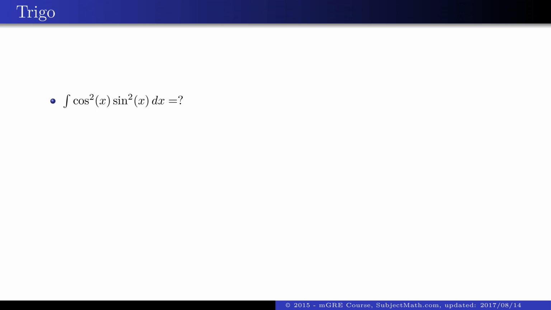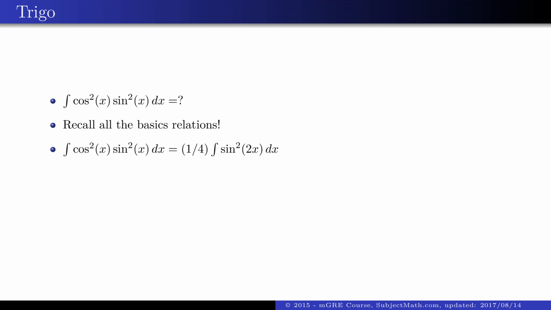Consider the following example. We use all the relations we know from the basic module. We use the double angle formula and then eliminate the square using the cosine double angle formula and solve the integral. For a rational function, we have a method that always works.